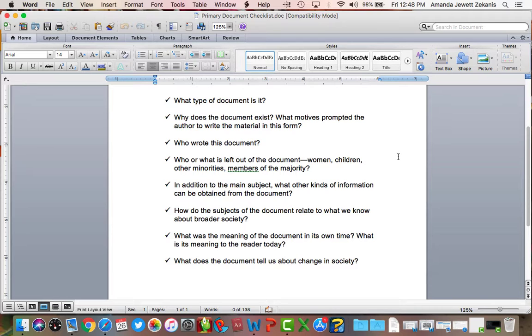How do the subjects of the document relate to what we know about broader society? What was the meaning of the document in its own time? What is its meaning to the reader today?